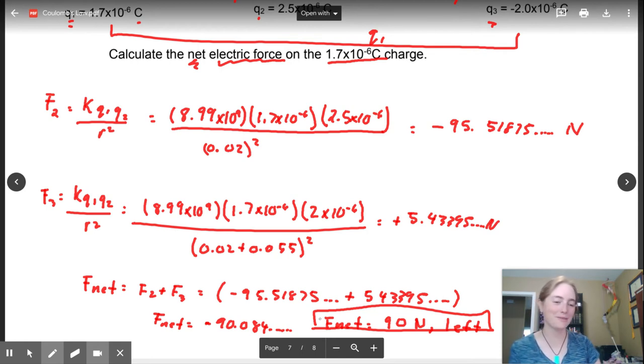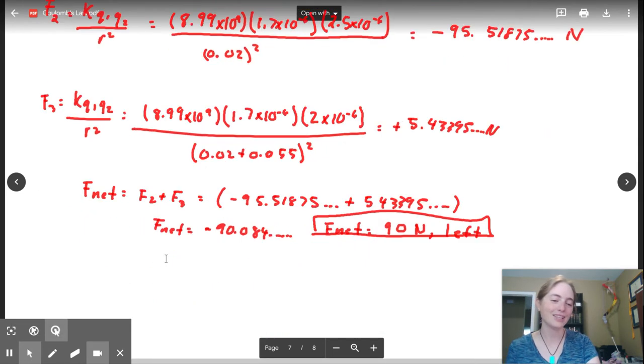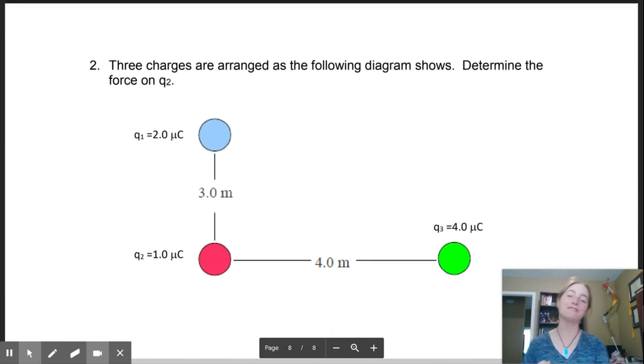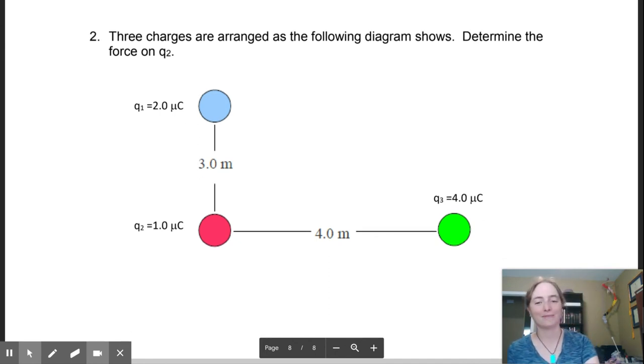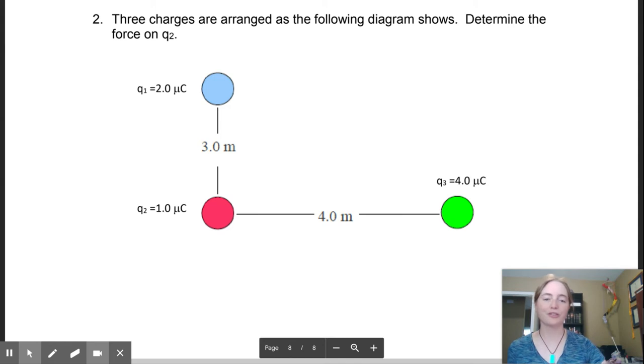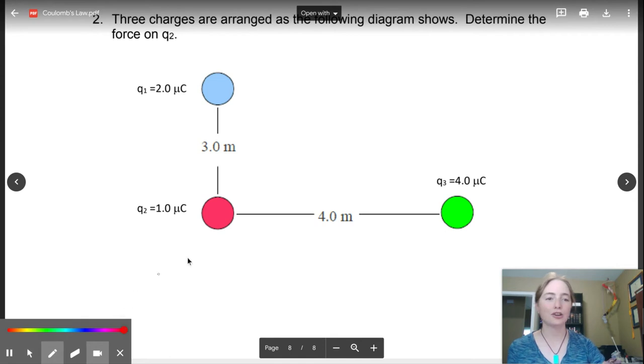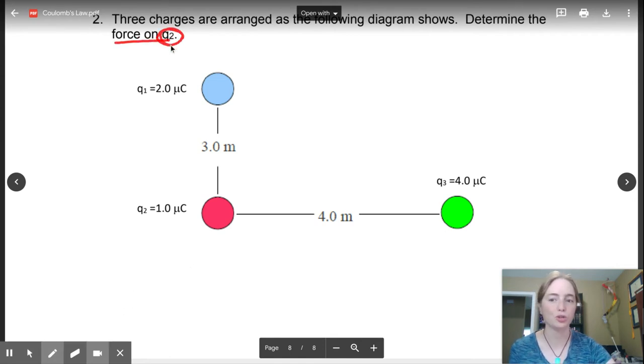All right, ladies and gentlemen, that is one dimension. Now we get into two dimensions. Very exciting. The concept is going to be very, very similar, except the difference is trig is going to be involved, as well as some Pythagoras. Okay, so three charges are arranged as the following diagram shows, determine the force on Q2. So here's Q2, and we're focusing on this pink structure.